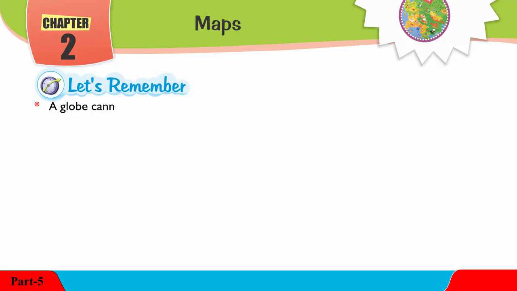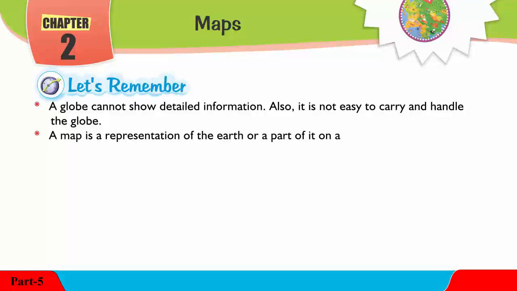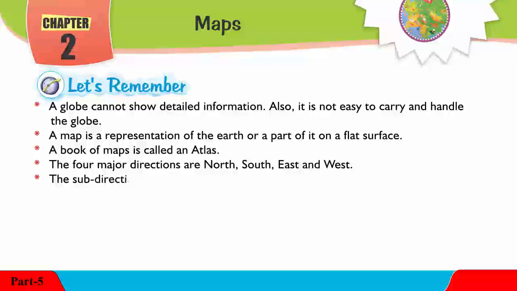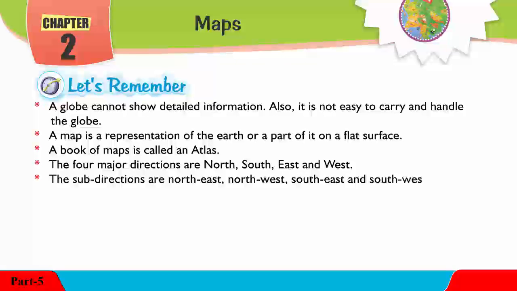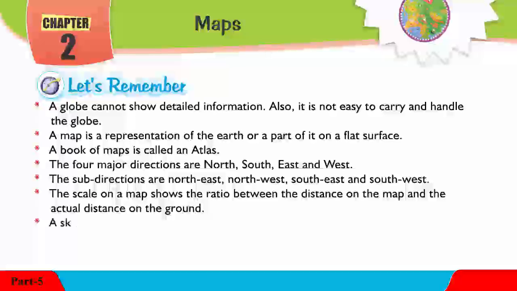Let's remember. A globe cannot show detailed information. Also, it is not easy to carry and handle the globe. A map is a representation of the earth or a part of it on a flat surface. A book of maps is called an atlas. The 4 major directions are north, south, east, and west. The subdirections are northeast, northwest, southeast, and southwest. The scale on a map shows the ratio between the distance on the map and the actual distance on the ground. A sketch is a map without a scale.